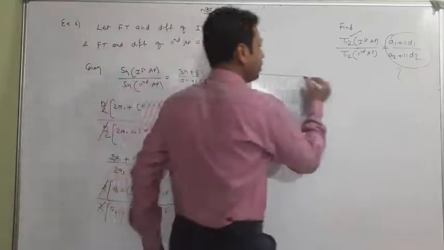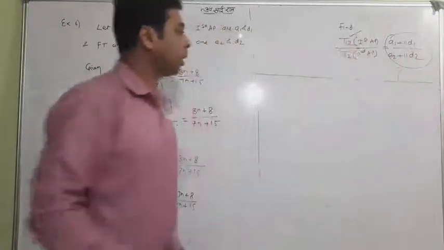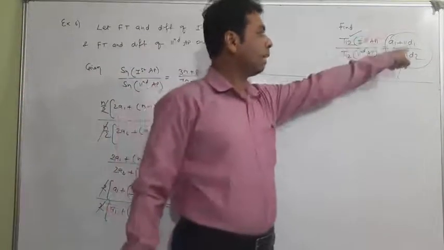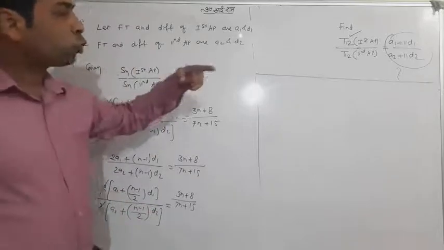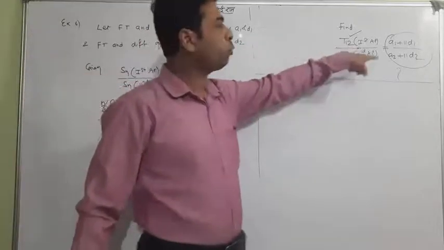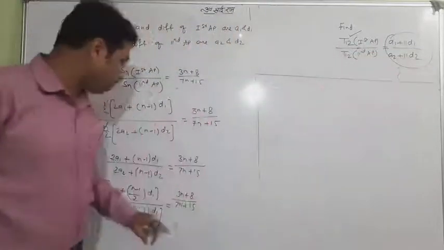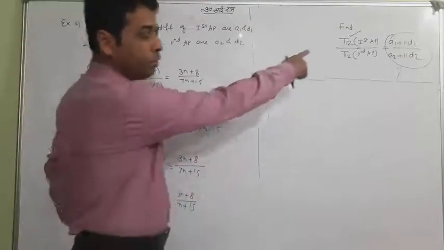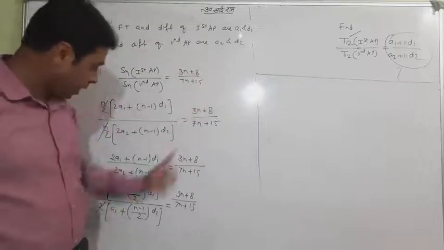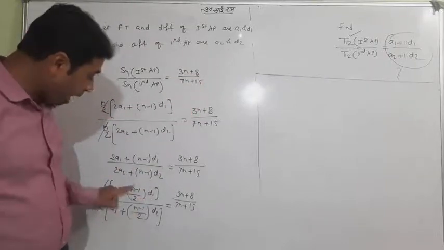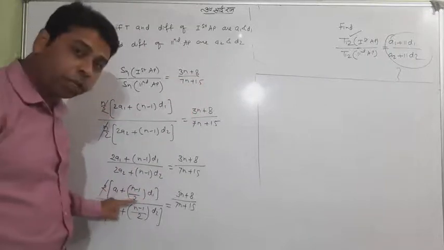Now let me secure this place. I don't want to touch that, and I just want to take the help of this one. Let me speak frankly, you want the ratio of the 12th terms. You need to create this term here. So a1 you have got, plus here you need 11 d1. So in place of (n minus 1) upon 2 you need 11.